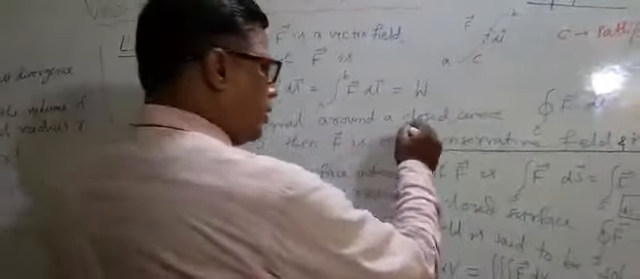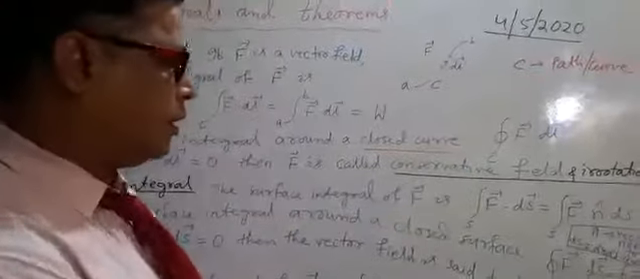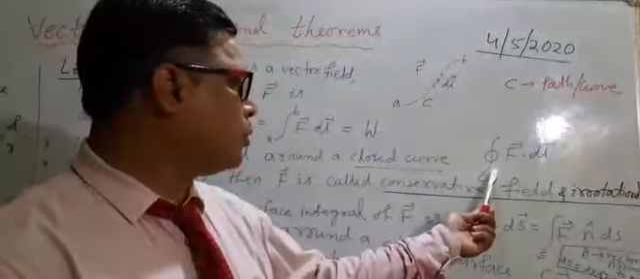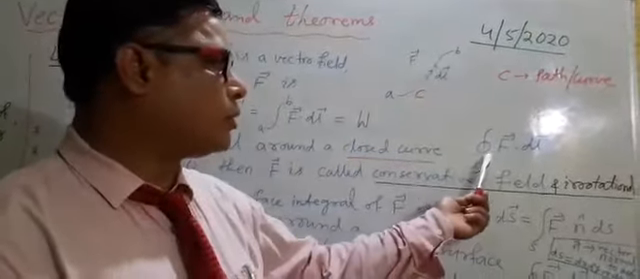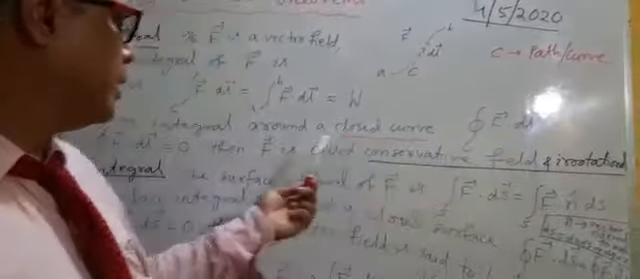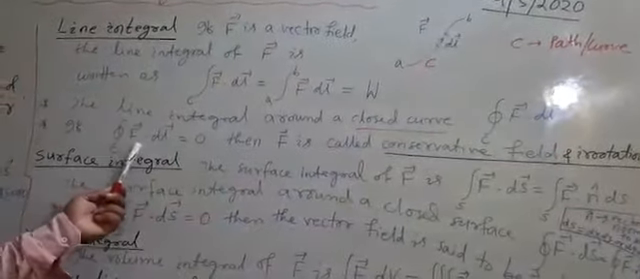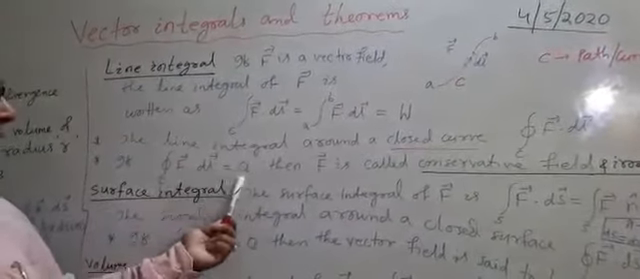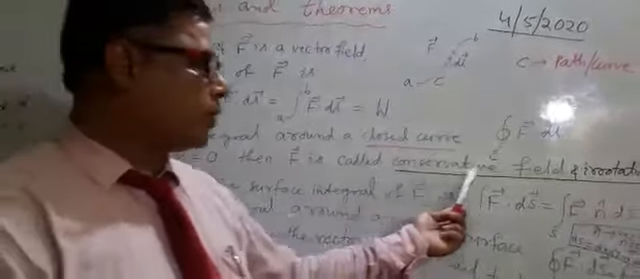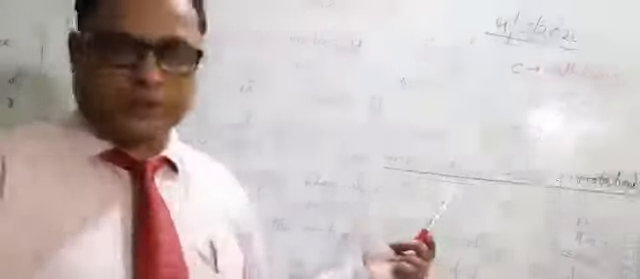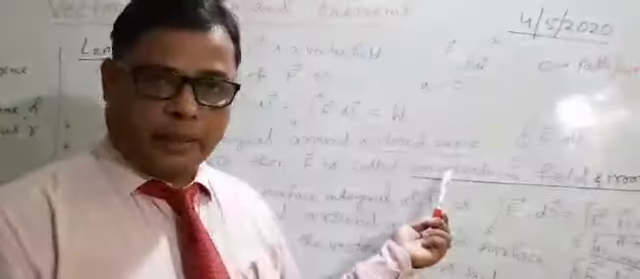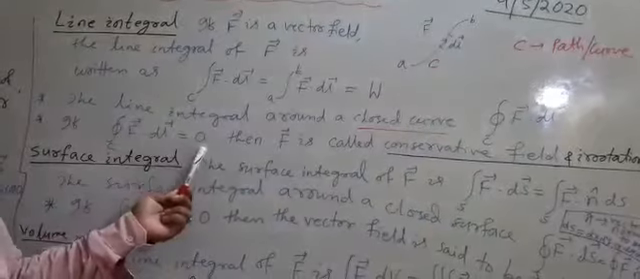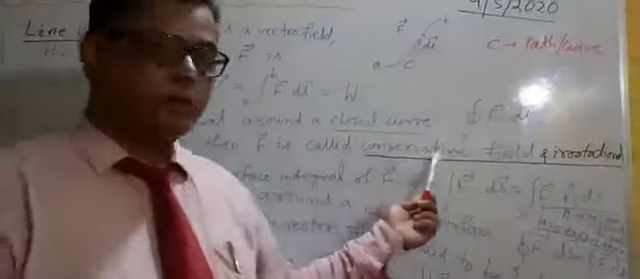Around a closed curve, the symbol changes: it is the closed curve symbol, f dot dl. And if the line integral is 0 around a closed curve, then f is called a conservative field. So there may be a question: what is a conservative field? You have to write: if the line integral of a vector field around a closed curve is 0, then that vector field is called a conservative field.